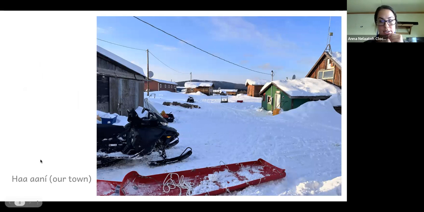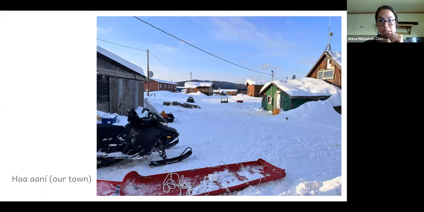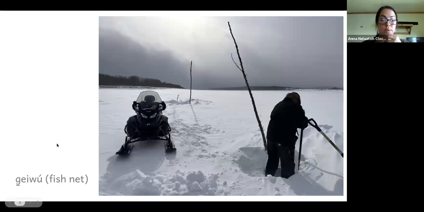This is our town, Kaltag. This is my auntie's house. As for me, I'm staying with my cousin Jessica. Heeyo is the word for fishnet, and in this picture I went with my cousin's husband, Cal, to go check the fishnet, and this is on the Yukon River. Yukon is Taanáx for river, so the Yukon River is named river in our language. Right here is where you see the village of Kaltag, where it is. And the Ggaał, the fishnet, is underneath the ice here on the river.